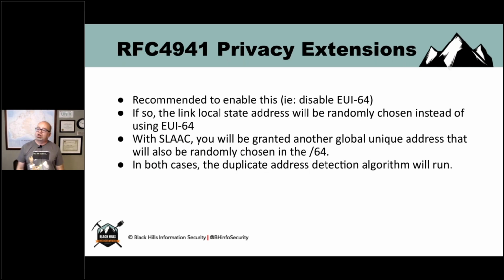RFC 4941 implements privacy extensions, and I highly recommend to enable this. Basically, what happens is you disable EUI-64, and that means the link local address will be chosen randomly, and with SLAAC, the global unique address in that subnet will also be chosen randomly. There is a duplicate address algorithm that is run to deal with that, but you will not have predictable addresses based on the Ethernet NICs in that subnet. And from a security perspective, I think that's much more desirable.